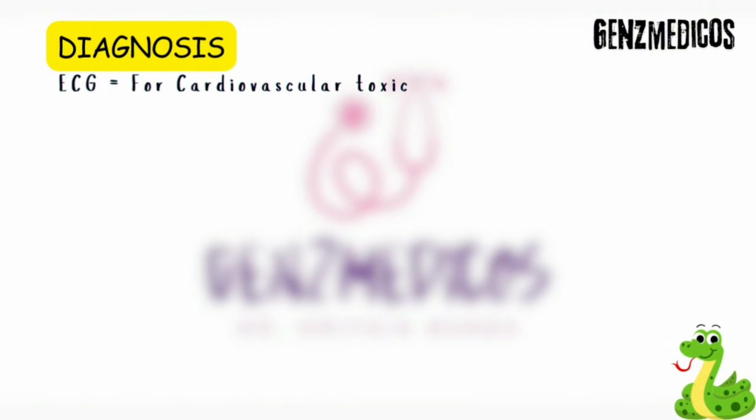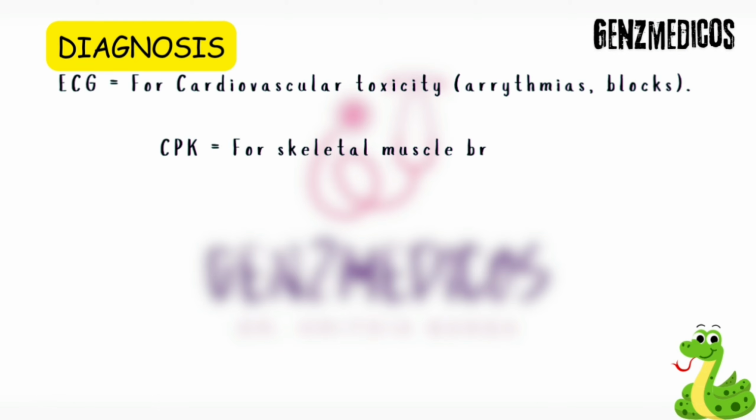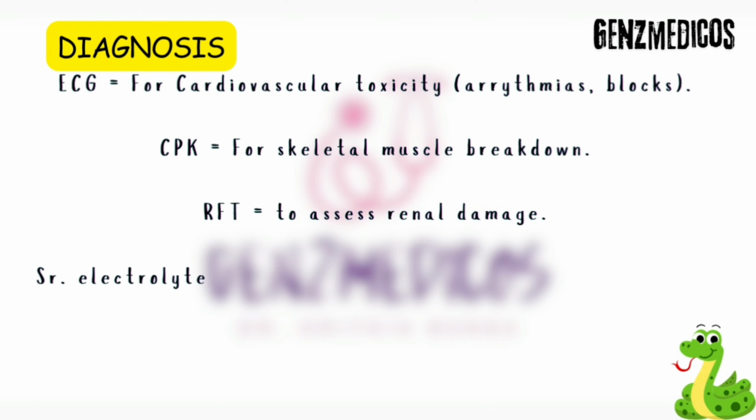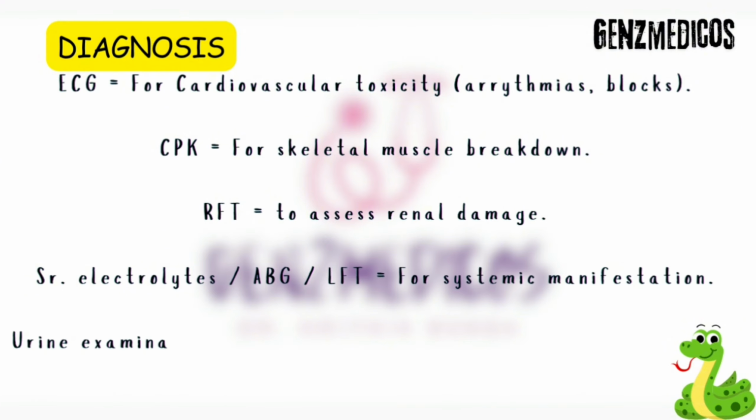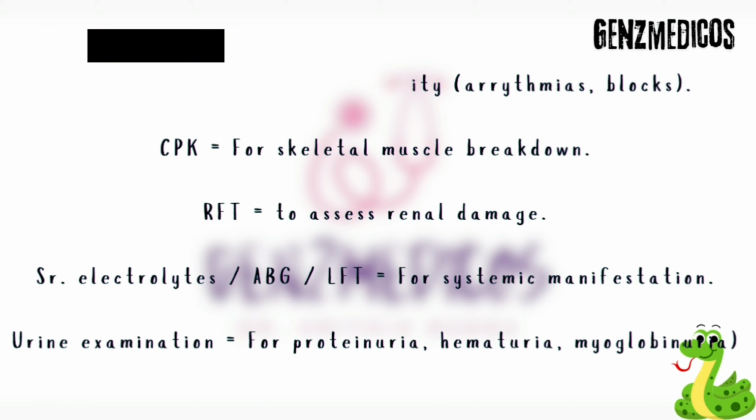The person has been bitten by a snake, and the person is showing vasculotoxic symptoms. For cardiovascular toxicity, for arrhythmia or blocks, what will we do? We can see ECG, cardiovascular involvement done by Russell, right? So for that we will do ECG. For kidney we will do RFT. For muscle we will do the CPK enzyme test. For serum electrolytes, ABG, LFT for systemic manifestation.